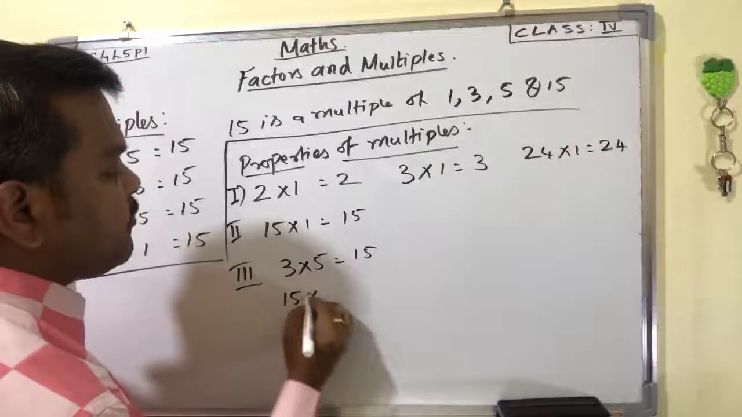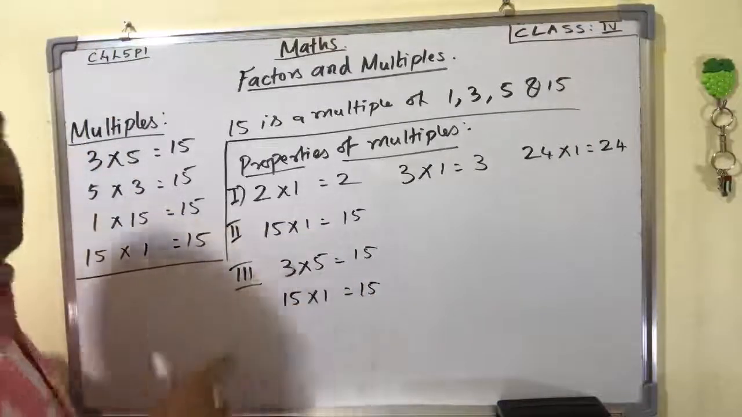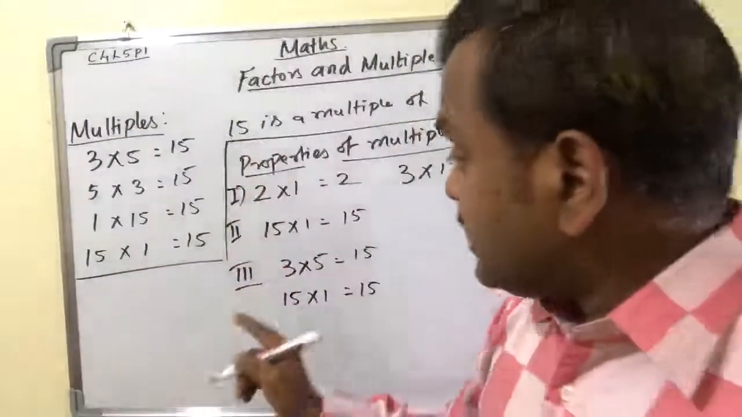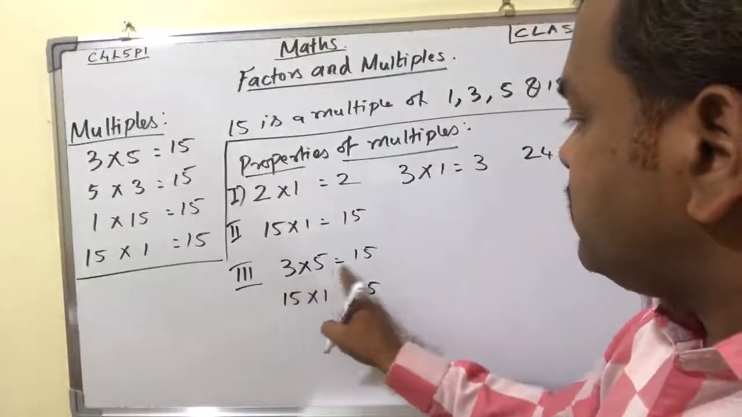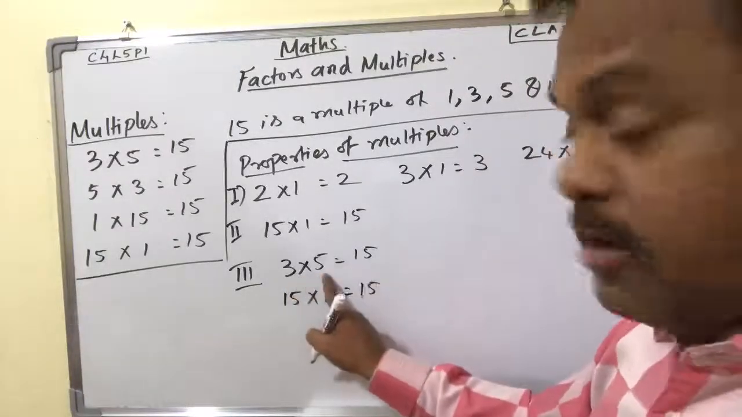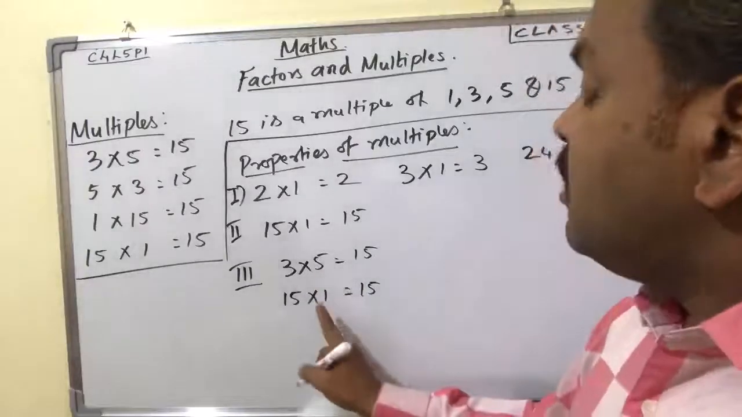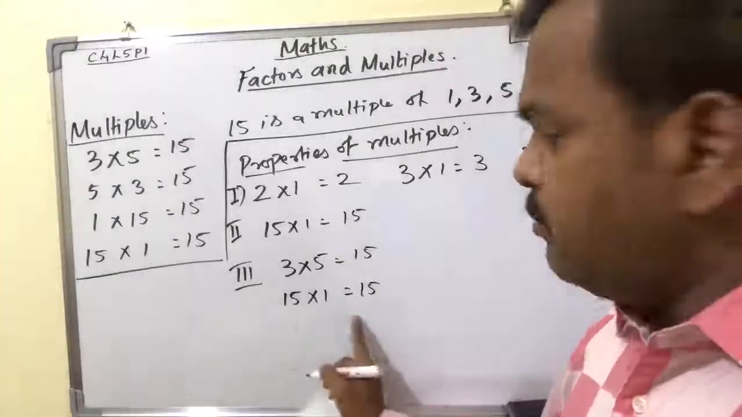Look here. 15 into 1 is equal to 15, so it is equal. The multiple is greater than the number, otherwise equal. The multiple 15 is greater than 3 and 5. And 15 and 15 are both equal.